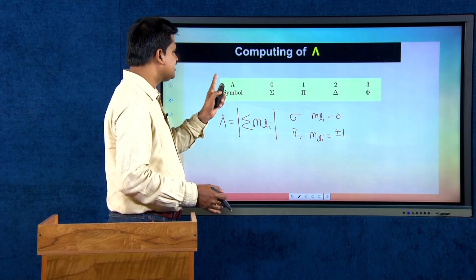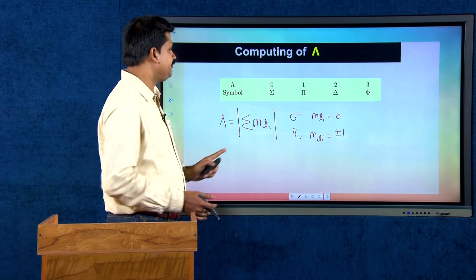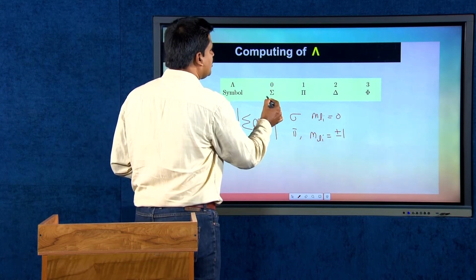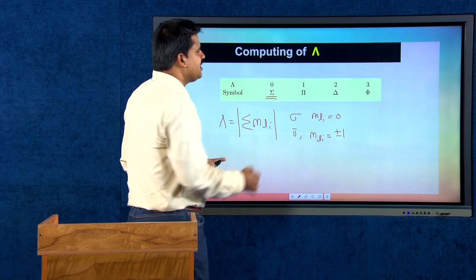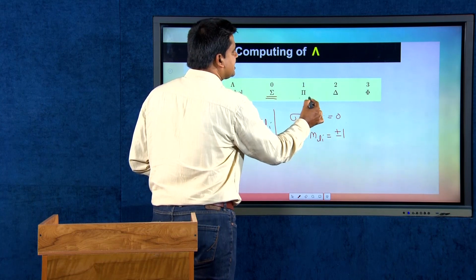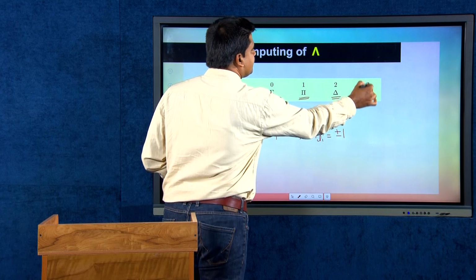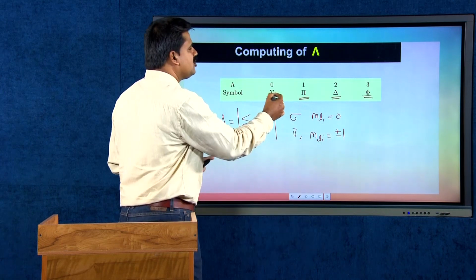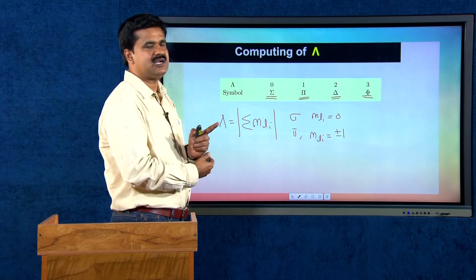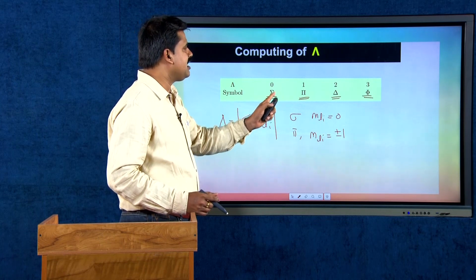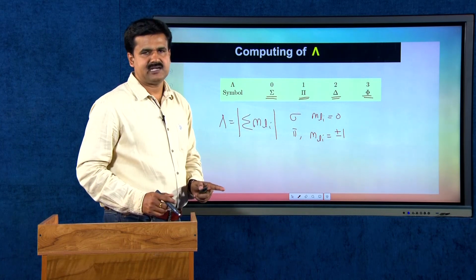Lambda is called the term symbol or term. If lambda is equal to 0, the term is called the sigma term. If lambda is equal to 1, the term is called the pi term. If it is 2, it is called the delta term. If it is 3, it is called the phi term. So, these are the four possible terms, nothing but sigma, pi, delta and phi term.